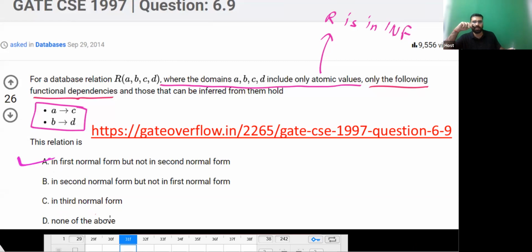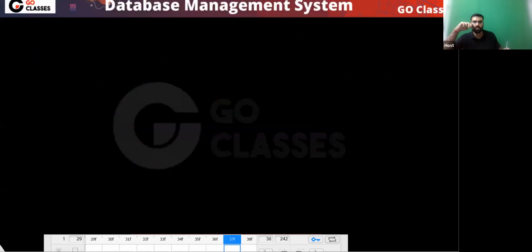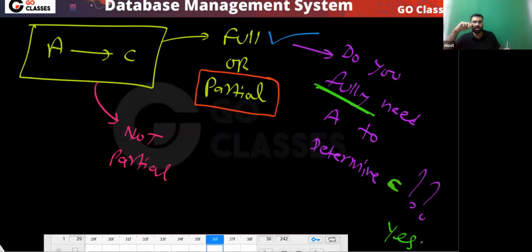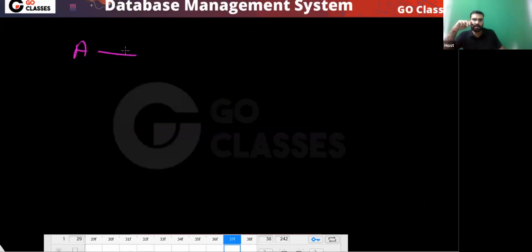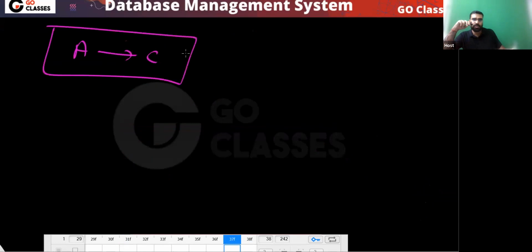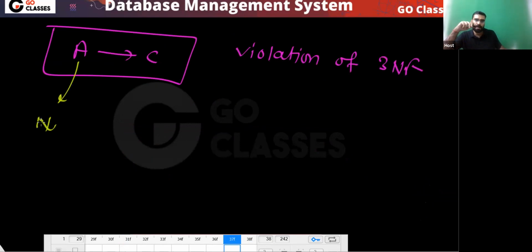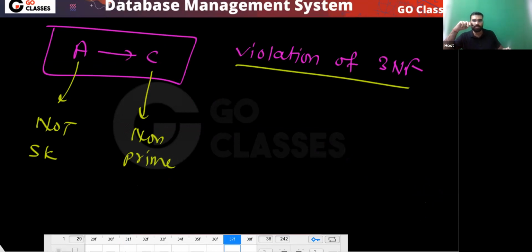Every violation of 2NF is also a violation of 3NF. So this is a violation of 3NF also. If you notice, A determines C. Why is this a violation of 3NF? Tell me. Because this is not a super key, and this is non-prime. So this is a violation of 3NF also.